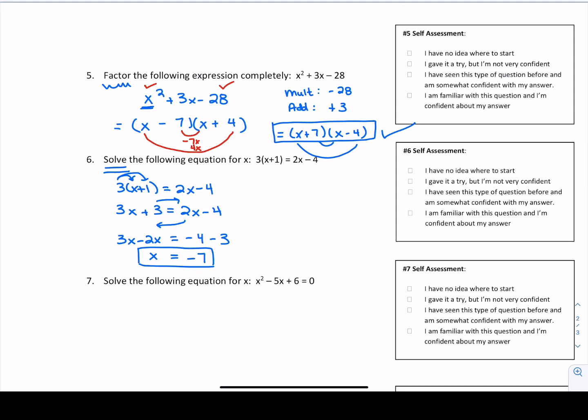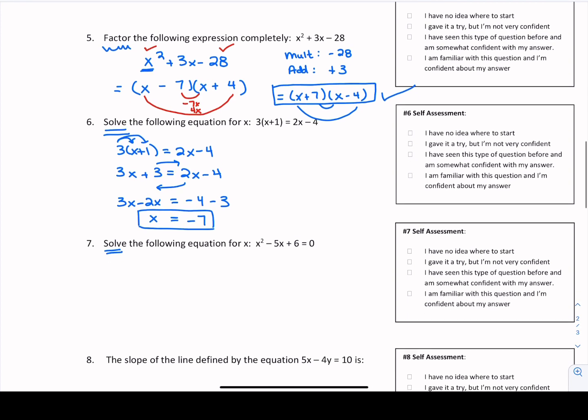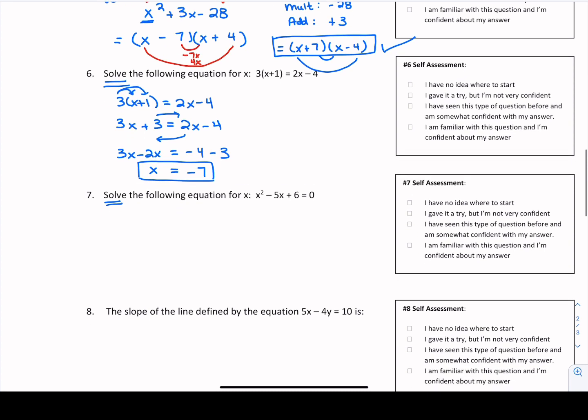Question number 7 is also a solve problem, but this one differs a little bit. If you have an equation that's quadratic, which means degree 2, we've got x squared minus 5x plus 6, set equal to 0. In this particular situation, we can't get just plain x's on one side and your numbers on the opposite side because we actually have an x squared and an x, so we can't combine those x's.